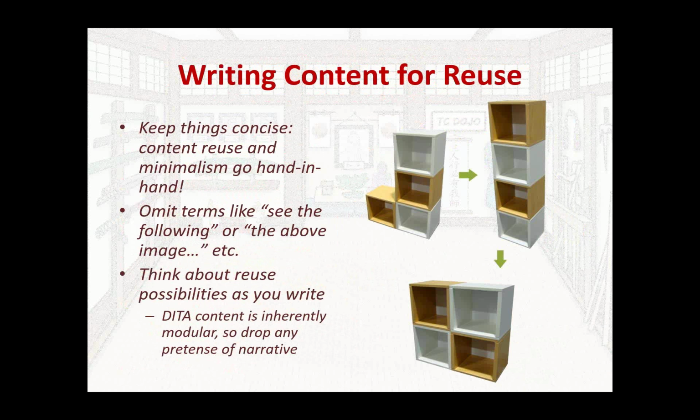So when you're thinking about reuse possibilities as you write, drop any pretense of narrative in terms of A follows B follows C follows D, so on and so forth. You want to make sure of that because people will be coming to individual topics when they come across them. They won't be reading, generally speaking, your manual from beginning to end. They'll be going into the middle, they'll be going into the first part, and it's not like a story necessarily. They're going into individual pieces trying to find information they need at a particular given point in time. So write content that is modular.